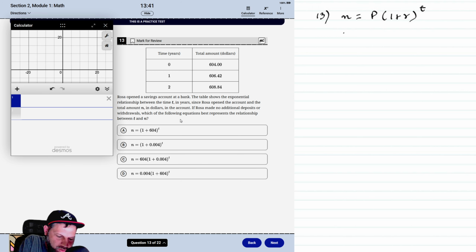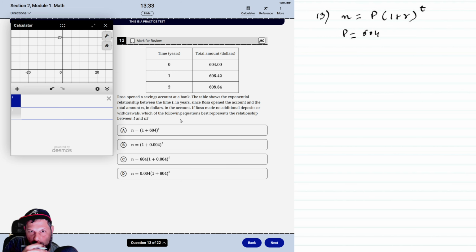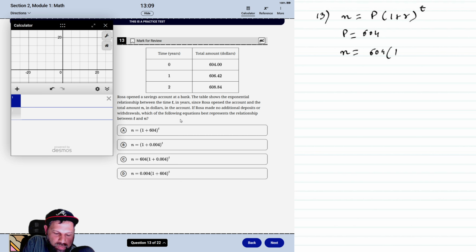And so P here is the starting amount, where when time t was 0, and that's going to be 604, okay? We're not given the rate in this, but the only option where 604 is the coefficient outside the parentheses is option C, okay? So to me, it looks like C is going to be correct, which is going to be 604 times 1 plus 0.004 to the power t is going to be the answer, okay?